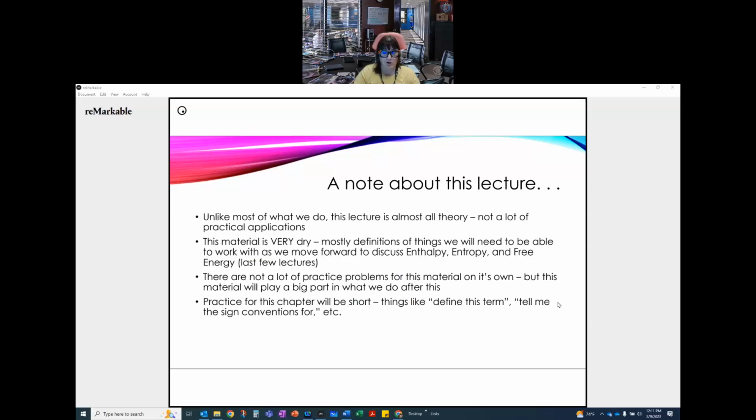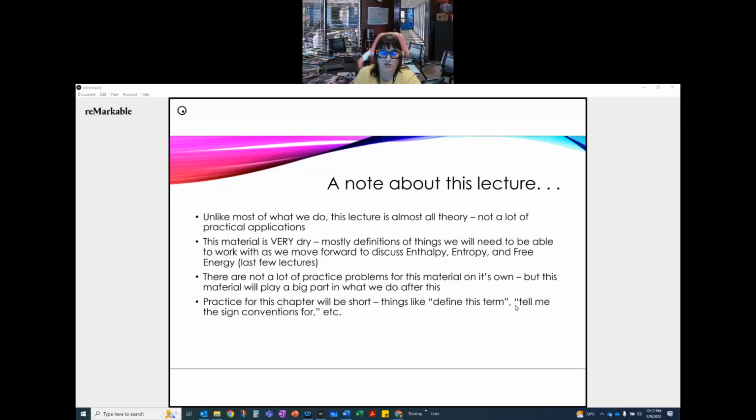This material will play a big part in what we do after this. So it's really important to understand these concepts, but it's not easy for us to ask questions about them until we get all the concepts down. So you'll find that as we get into entropy, which is not the next lecture, but the one after that, we'll start combining concepts from this lecture into that. And then once we go into free energy, we'll take all this stuff from enthalpy and entropy into that discussion.